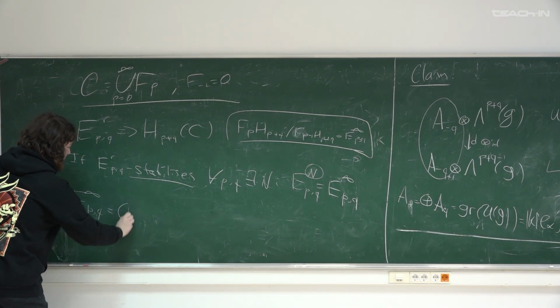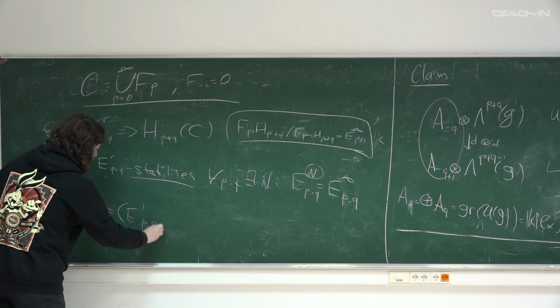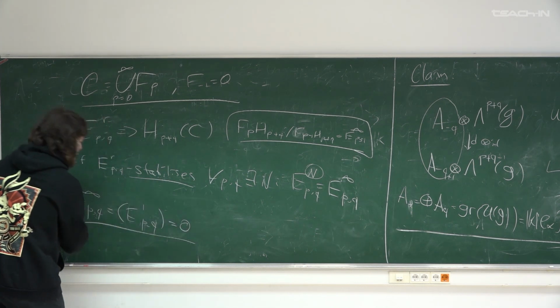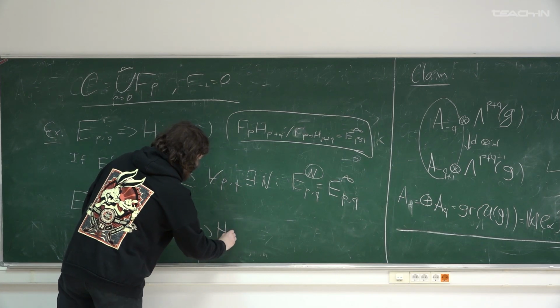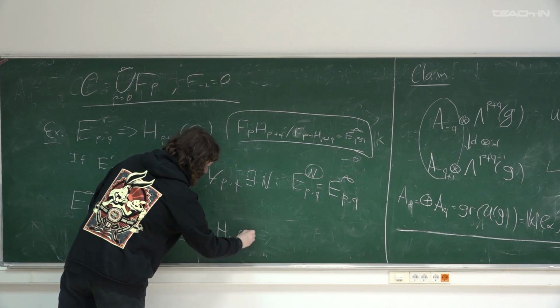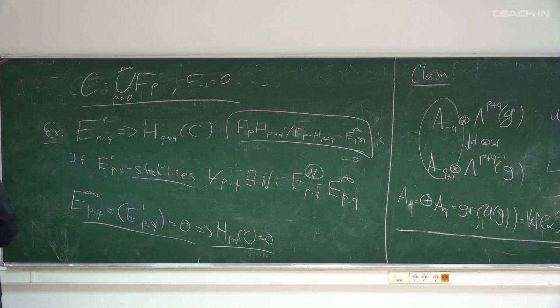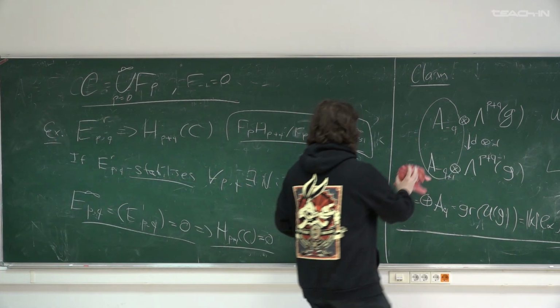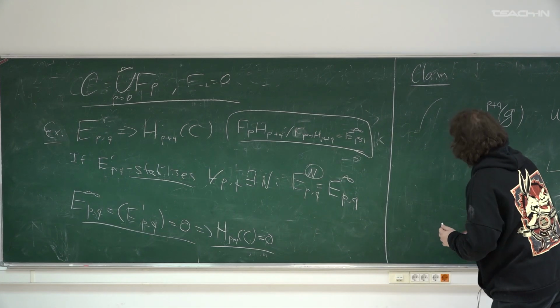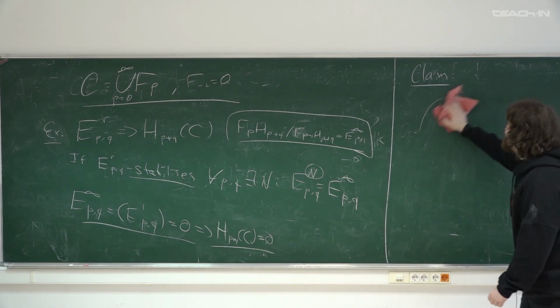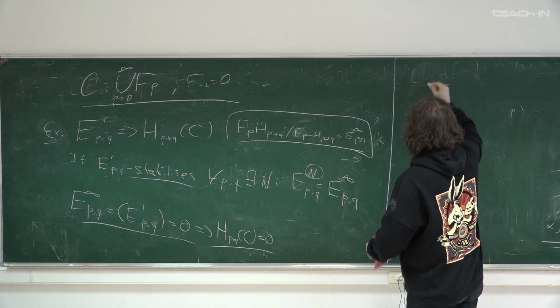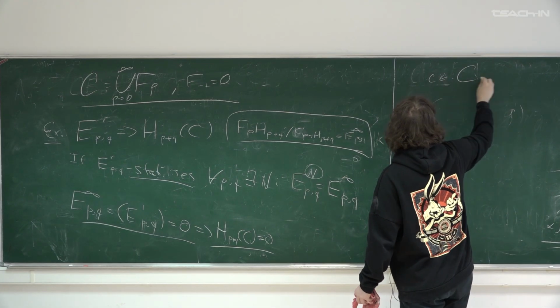No, in our situation it's just the first page. It's just zeros, and I claim that then the homologies of C itself are zero. This is very easy, so let me check this. Consider some cycle from C.